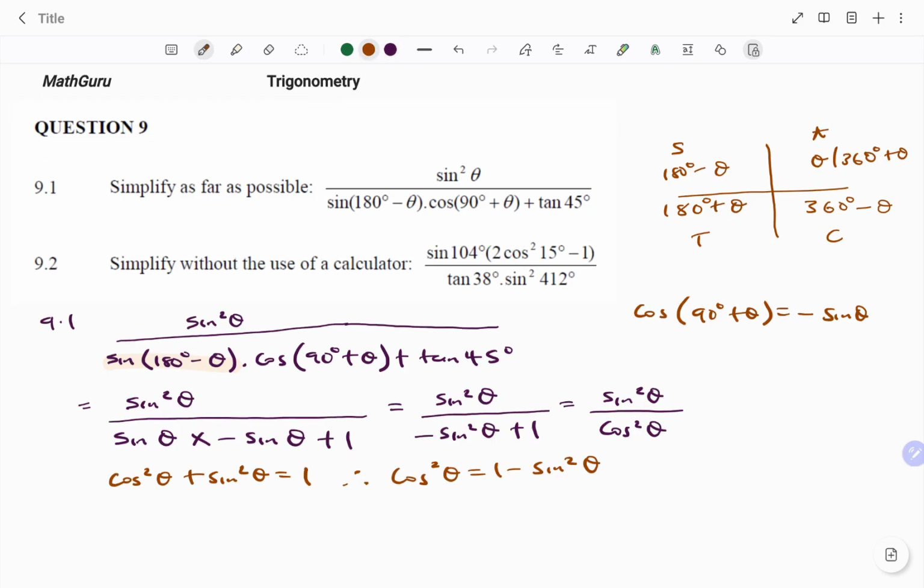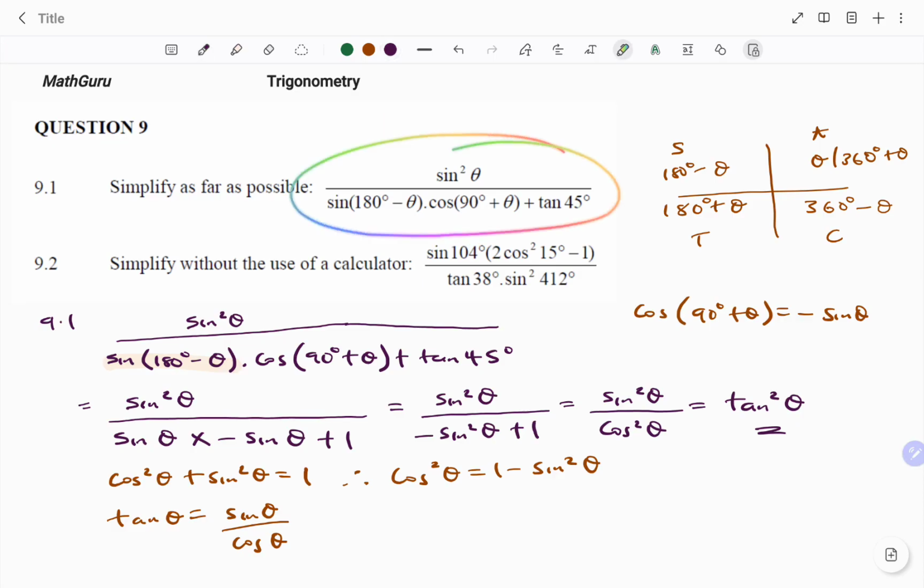The next step, I'm going to use another identity that states that tan theta equals sine theta over cos theta. So therefore, sine squared theta over cos squared theta is going to be equal to tan squared theta. So I've been able to simplify the trigonometric expression into tan squared theta.